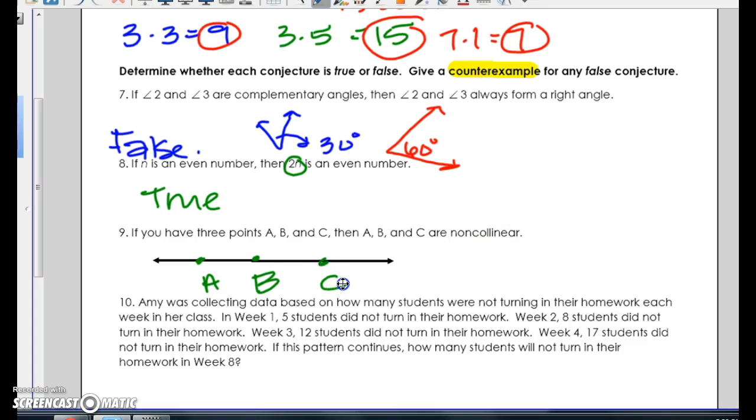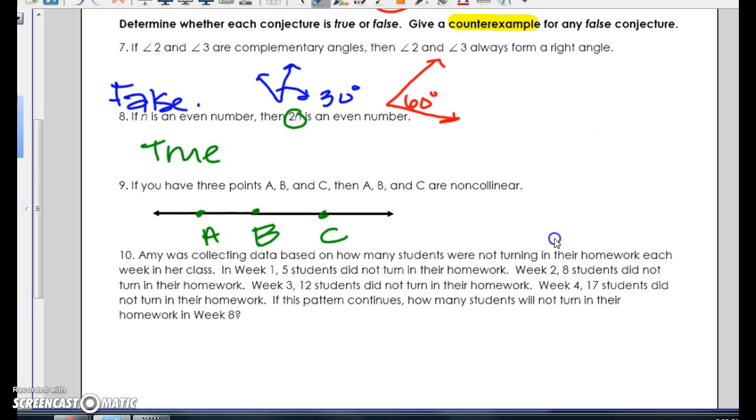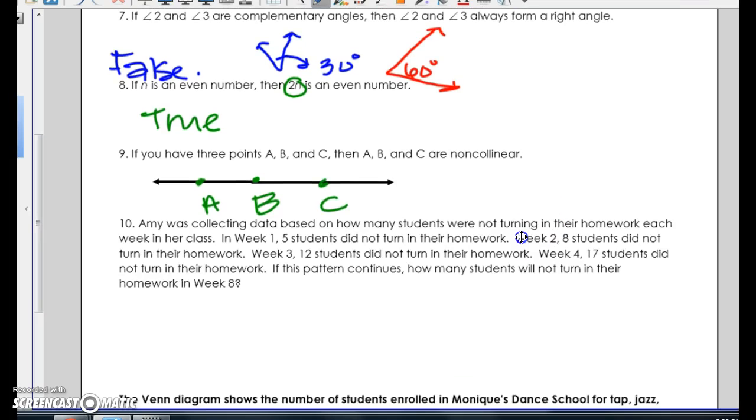They could be collinear. Our last example here, number 10, Amy was collecting data based on how many students were not turning in their homework each week in class. In week 1, 5 students did not turn in their homework. In week 2, 8 students did not turn in their homework. And in week 3, 12 students did not turn in their homework. In week 4, 17 students did not turn in their homework.